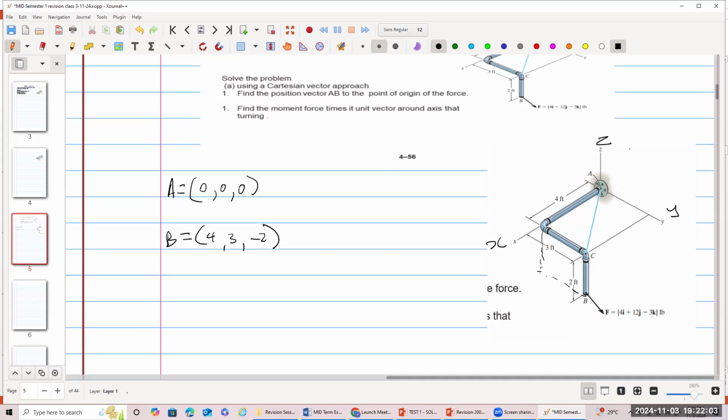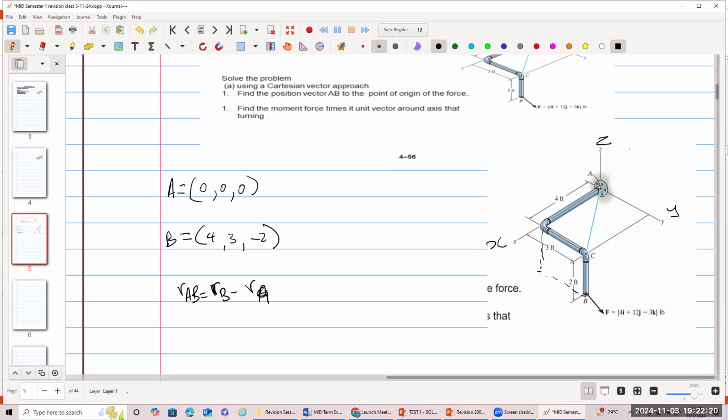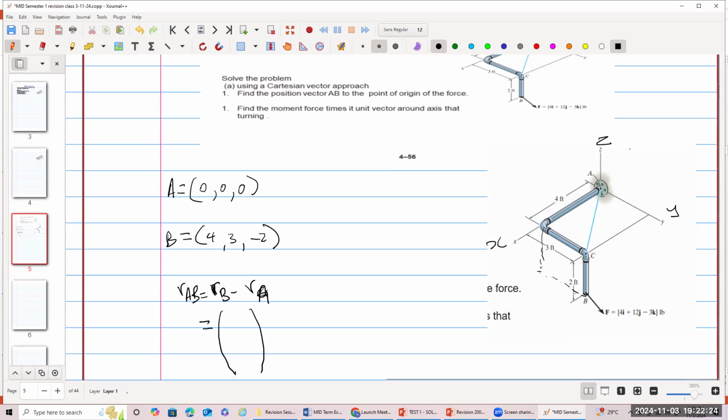So from that we can write that RAB is equal to what? RB minus RA. So RB, let's write it down, is 4, 3, minus 2.